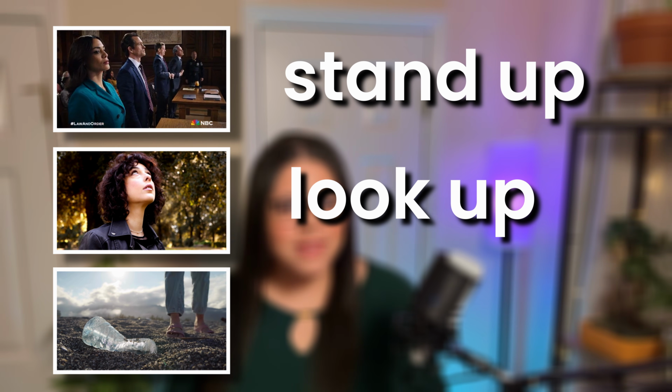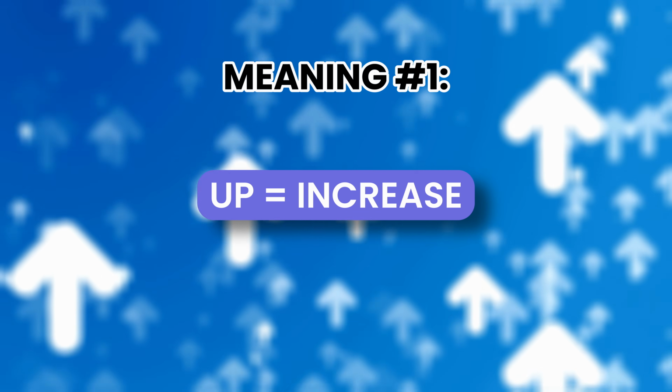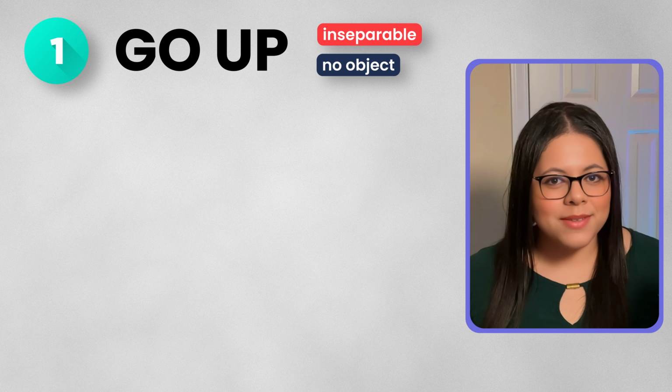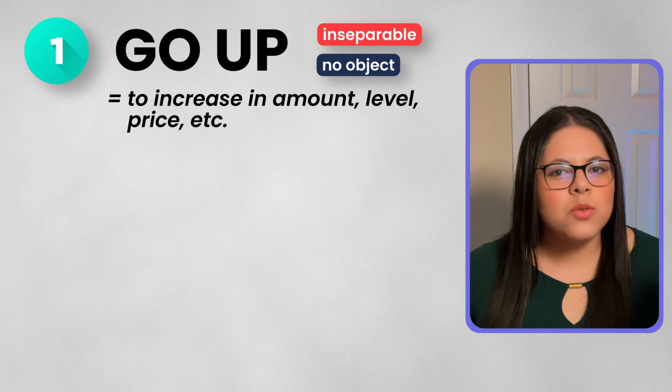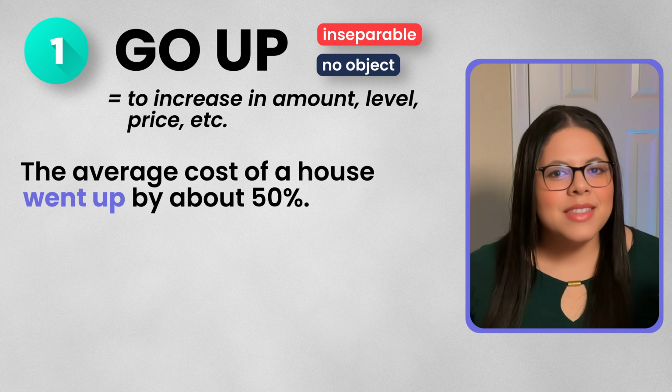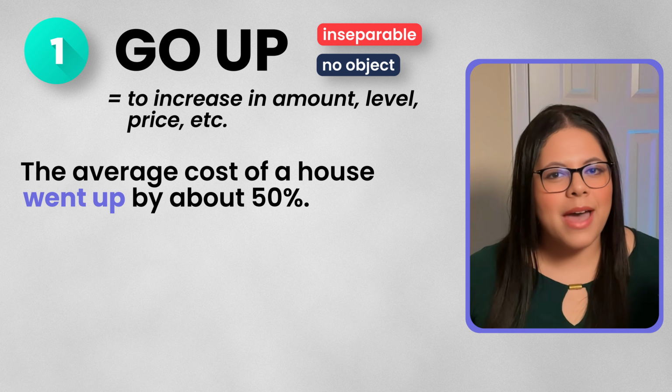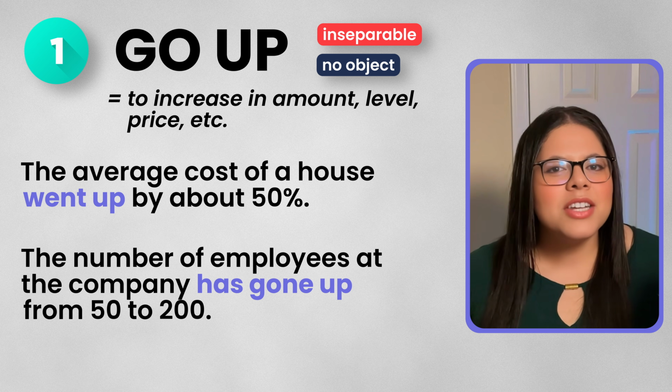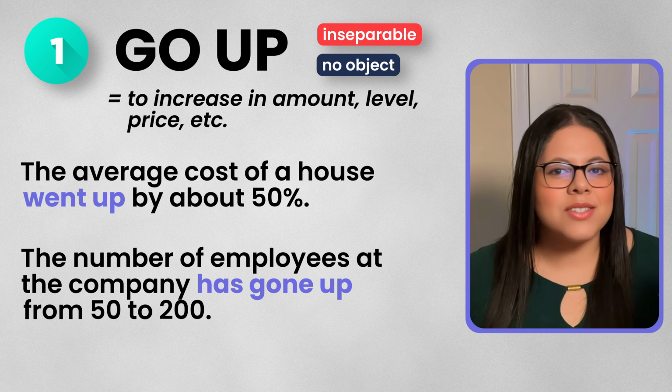This is why it's easy to understand phrasal verbs like stand up, look up, and pick up. But we can expand that meaning to talk about an increase in something. And this is the perfect context for phrasal verb number 1, go up. If something increases in amount, level, price, etc., then it goes up. The average cost of a house went up by about 50%. The number of employees at the company has gone up from 50 to 200.